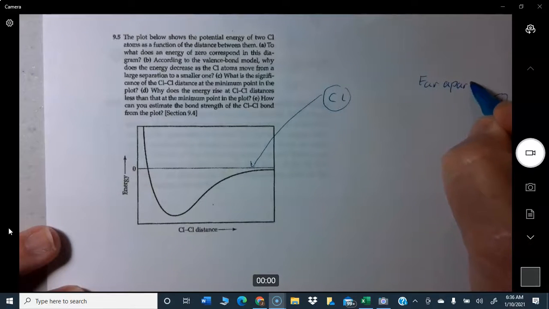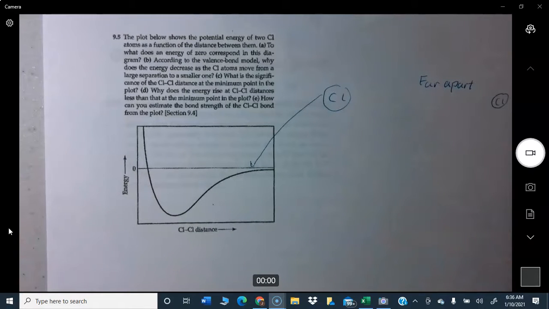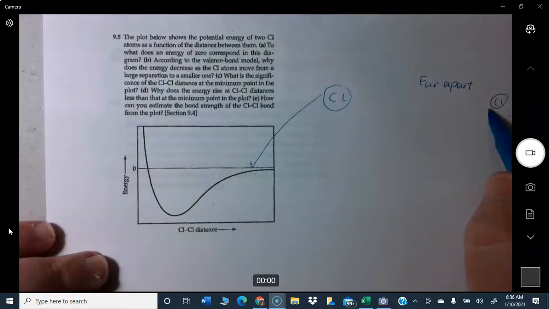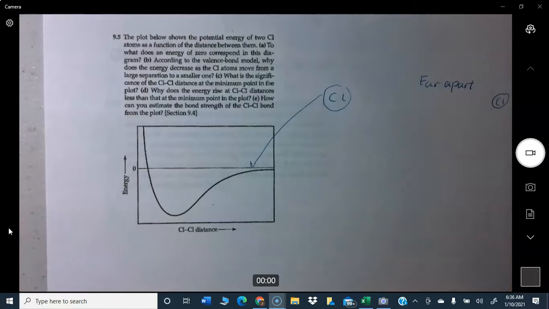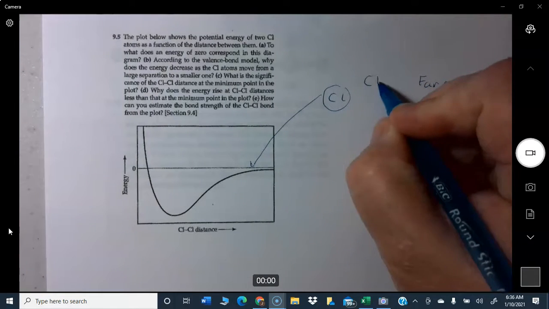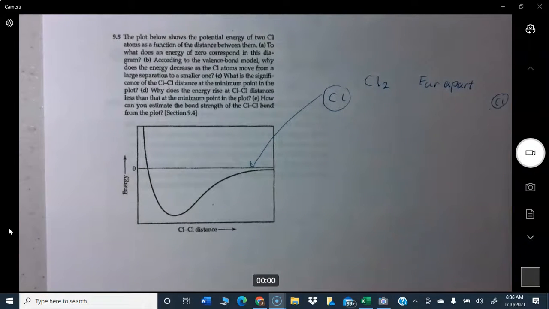They don't feel each other. They don't feel any attraction. They don't feel any repulsion. So relative to each other, they're at a 0 energy level. Okay, as they get closer together, chlorine forms a diatomic molecule. It likes to form Cl2 in its natural state.